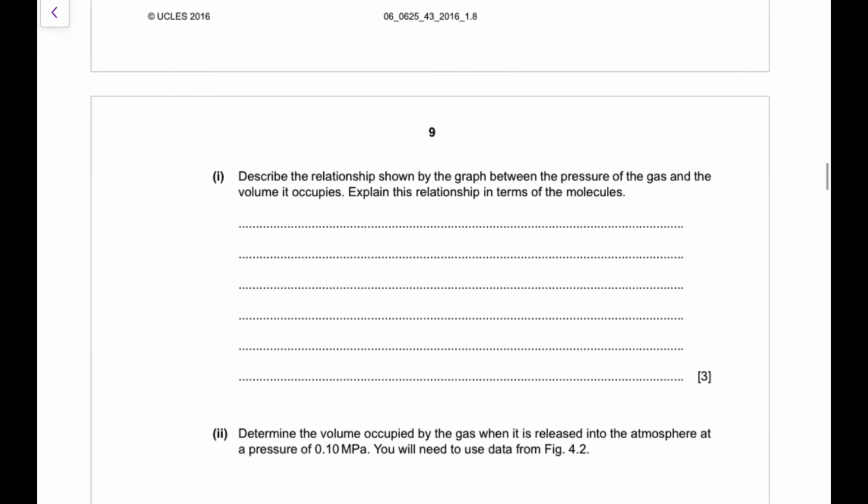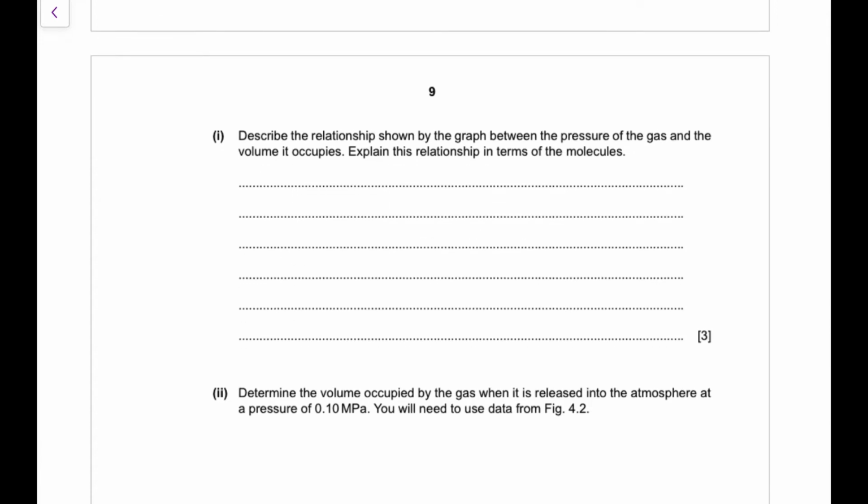Part a, i. Describe the relation shown by the graph between the pressure of the gas and the volume it occupies. Explain this relation in terms of molecules. Again, pressure and volume are inversely proportional to each other according to Boyle's law. As the volume increases, the molecules spread out more because they have more space, which will reduce the collision frequency of molecules with the walls of the cylinder.